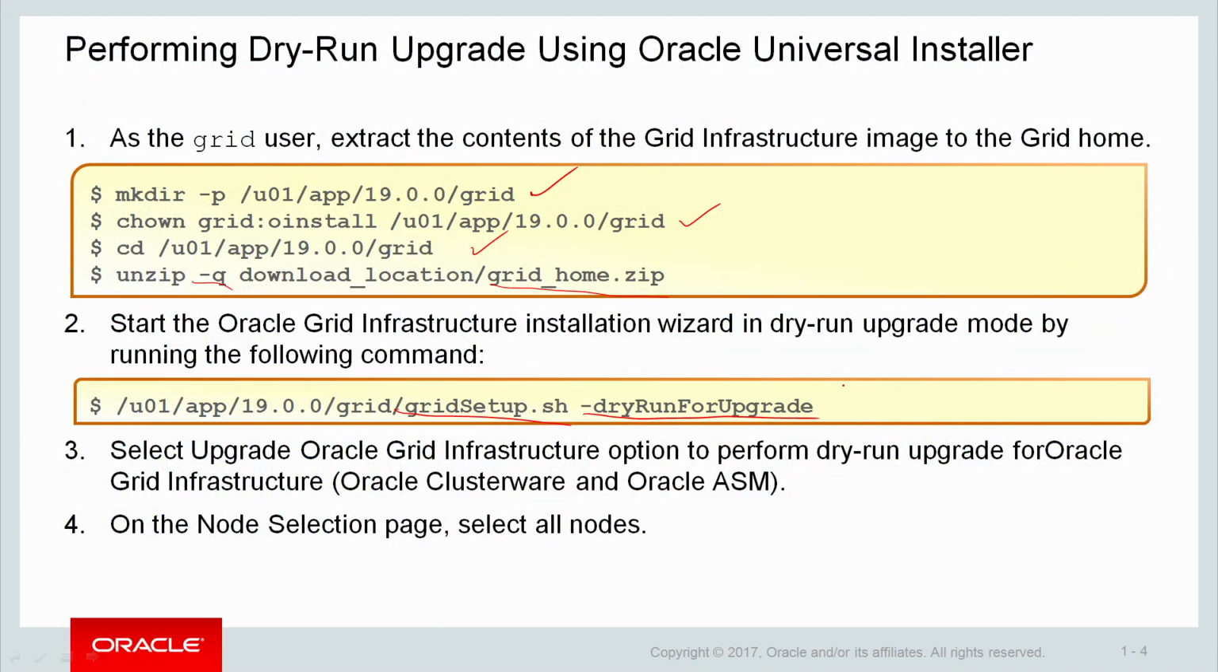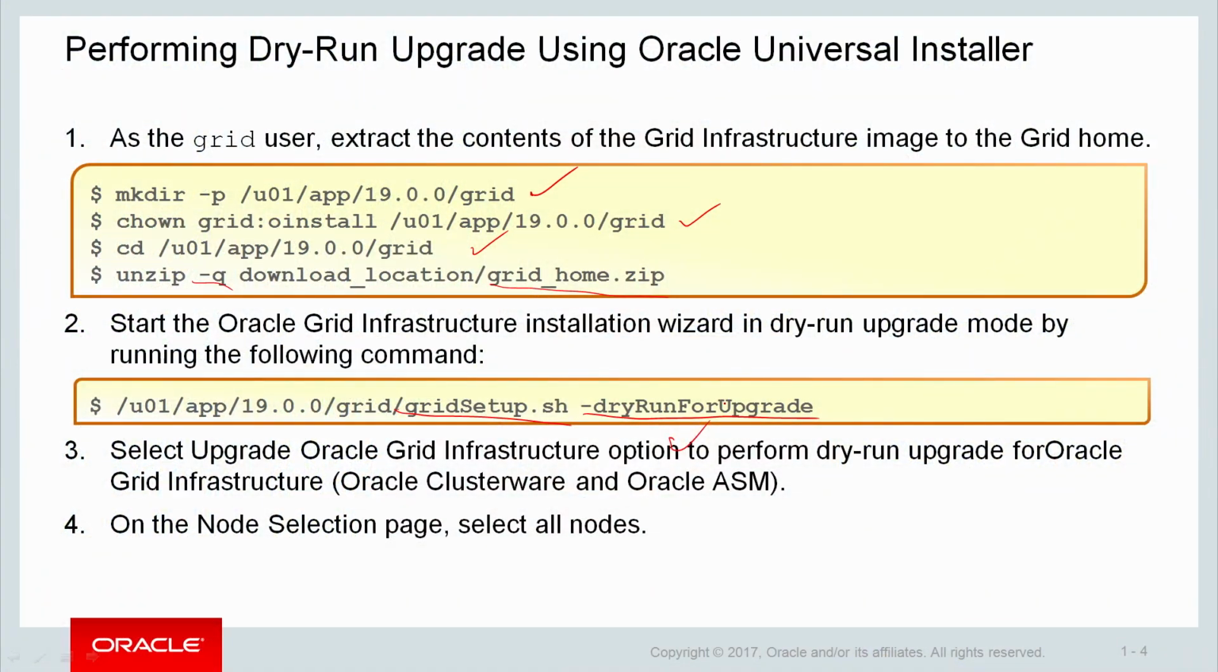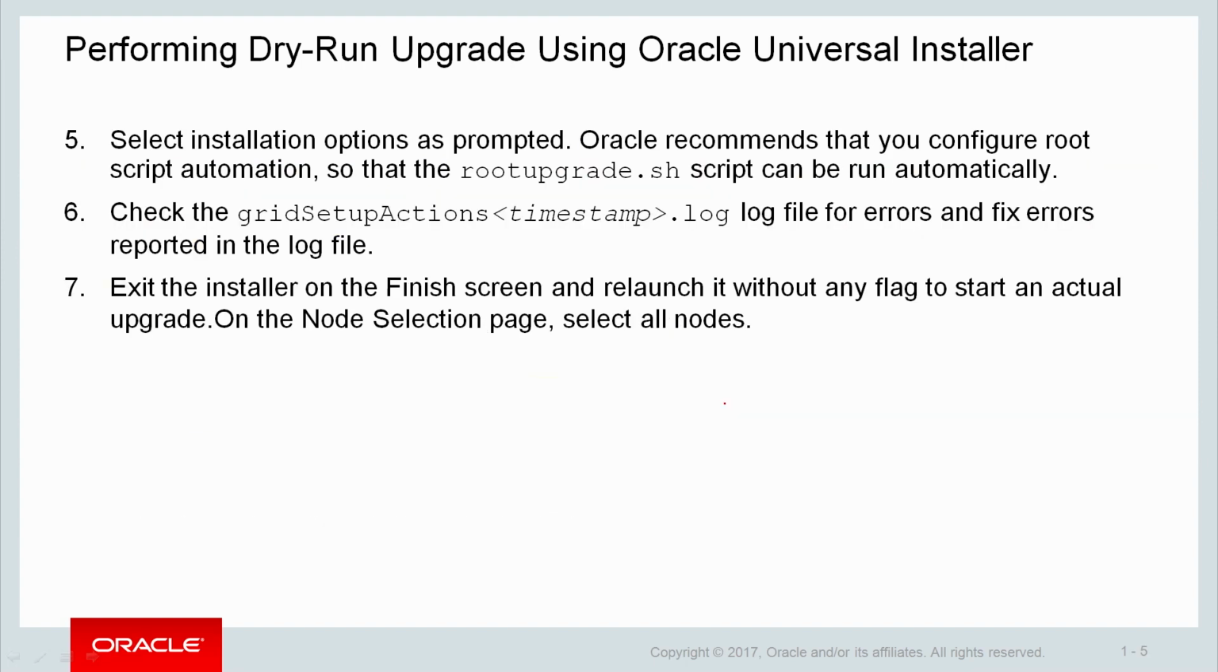Select the upgrade Oracle Grid Infrastructure option to perform the dry run upgrade for Oracle Grid Infrastructure. That's Clusterware and ASM. And on the node selection page, select all your nodes. Select all the installation options as prompted, just as if you were going to do the upgrade. Oracle recommends that you configure the root scripts automation so that the rootupgrade.sh script can also be run automatically.